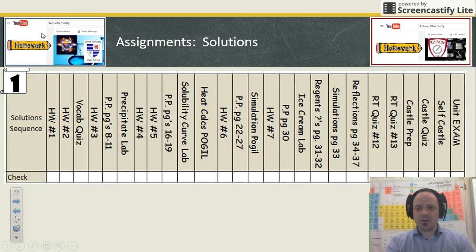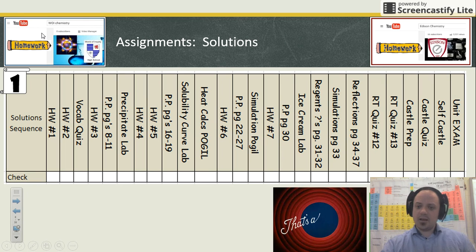And here's your reference chart. So you got to do the unit. I suggest doing it in this order. Very straightforward. Check it off as you go. And I think that's it.